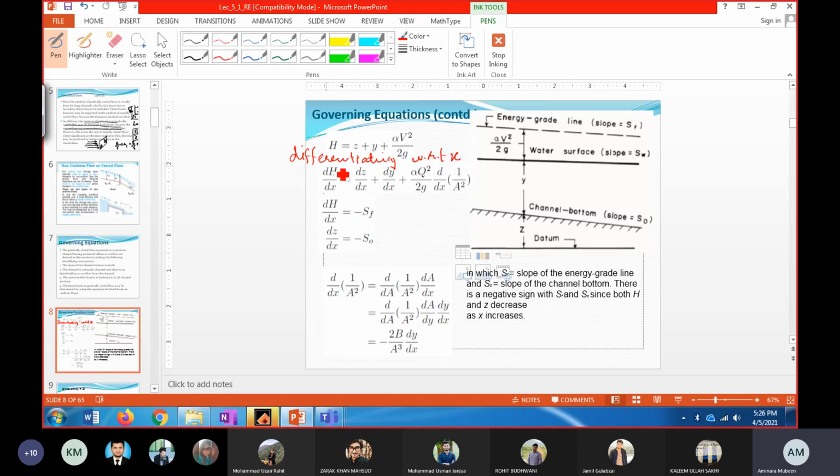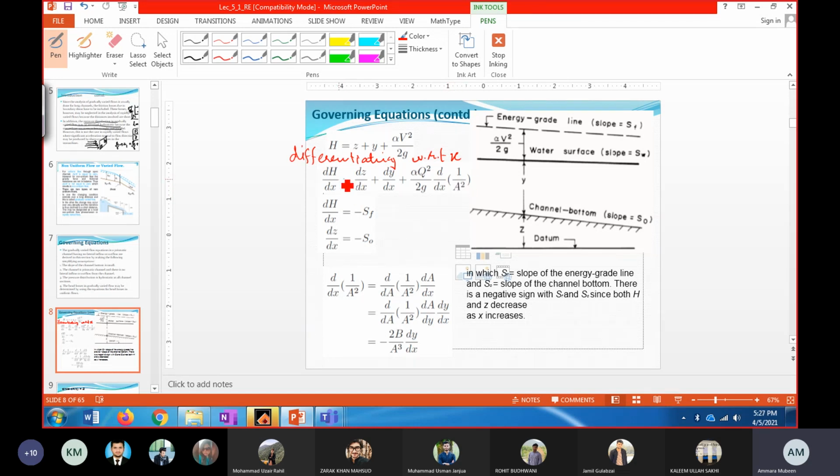Just check this equation: dH over dx becomes dz over dx plus dy over dx, and then differentiating this V square over 2g. First, write V square over 2g in terms of the discharge. It will become Q square over 2gA square. As Q is constant, 2g is constant, and the alpha coefficient is also constant, they will come out of the derivative term, and inside the differentiation it will be area. Area is variable.